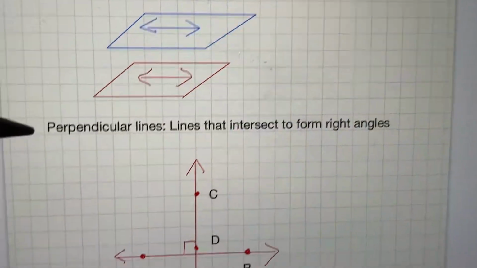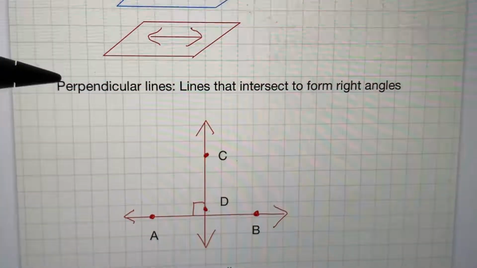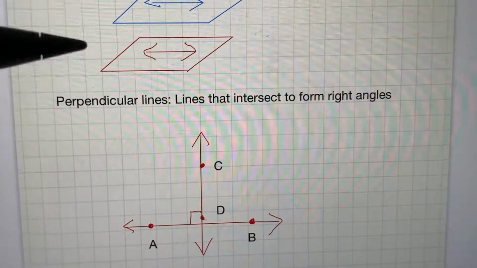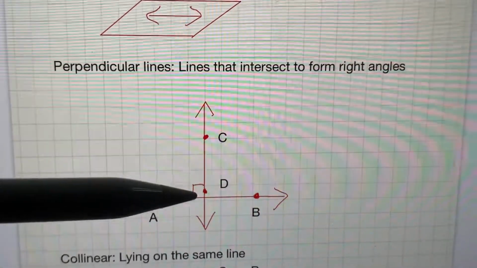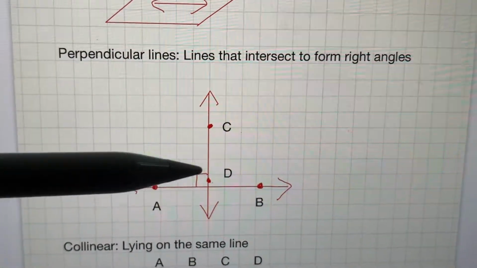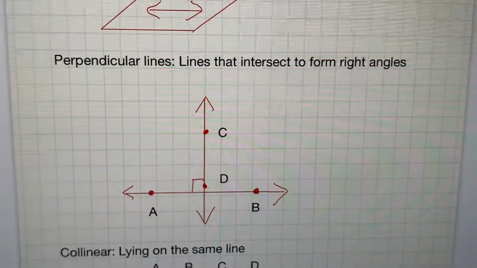Then we have perpendicular lines. Perpendicular lines are lines that intersect to form right angles. What does that mean, that they form right angles? That they form 90-degree angles, basically.